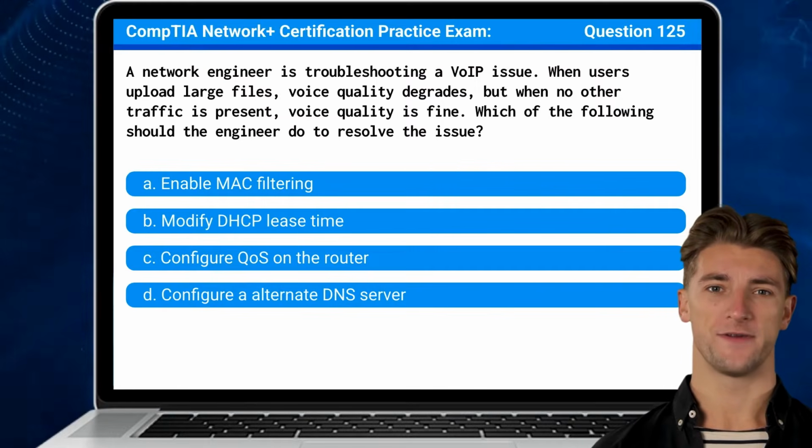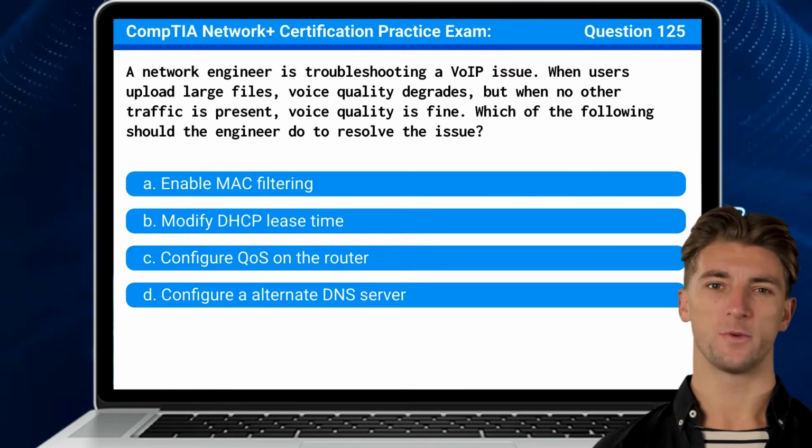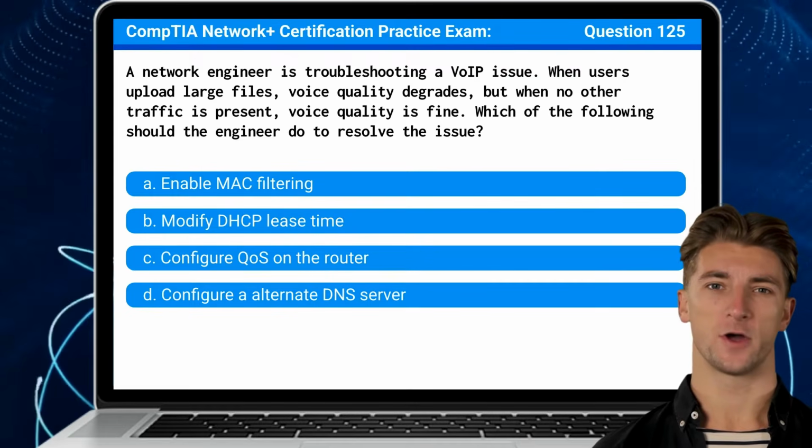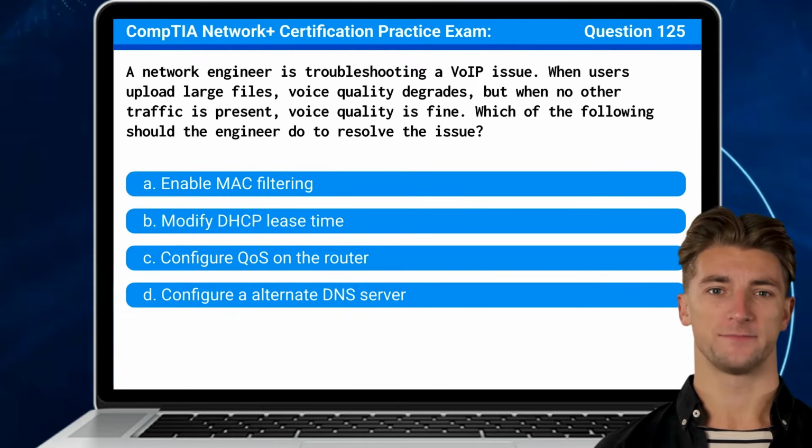Question 125. A network engineer is troubleshooting a voice over IP issue. When users upload large files, voice quality degrades, but when no other traffic is present, voice quality is fine. Which of the following should the engineer do to resolve the issue?